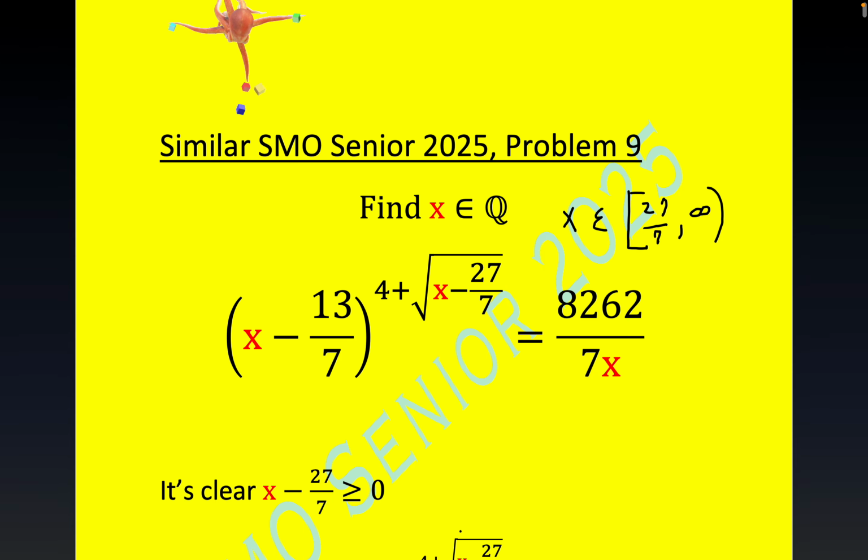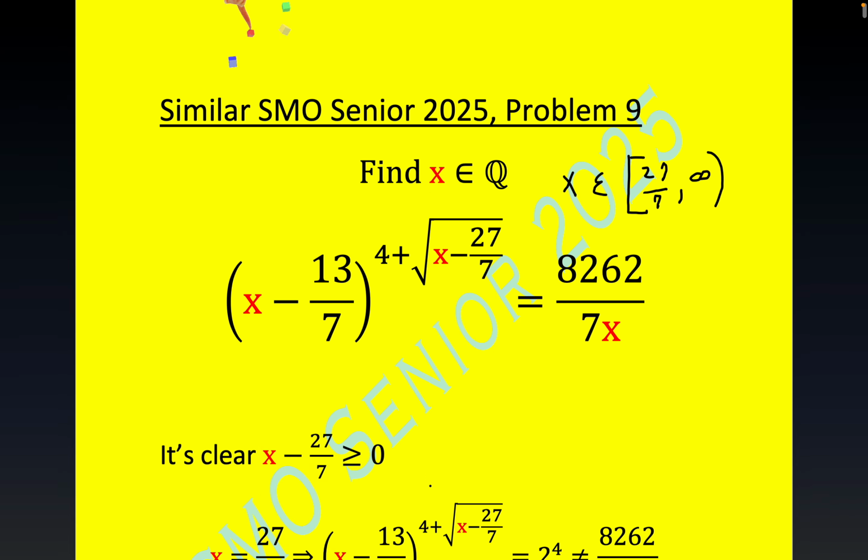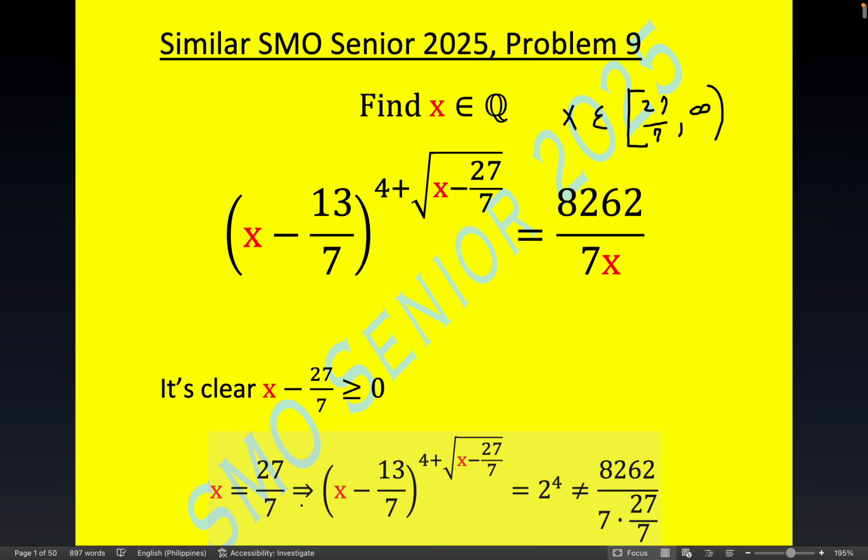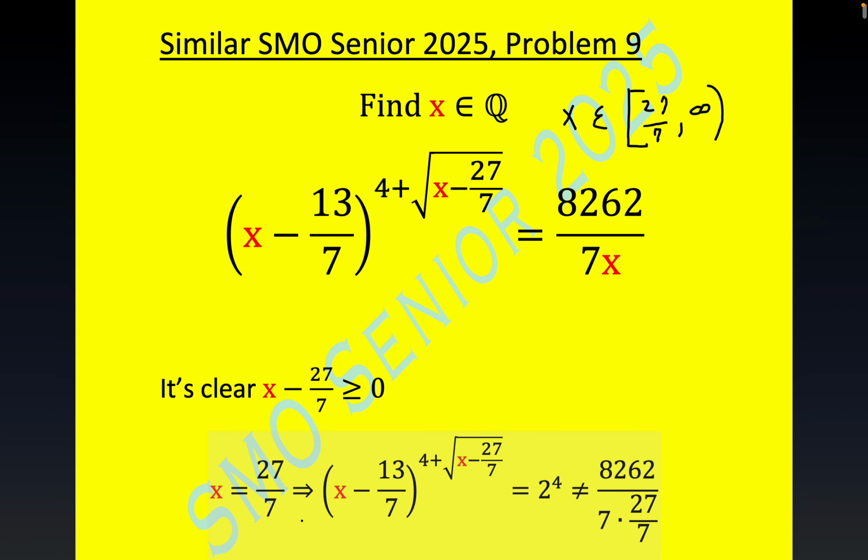Okay, let's move along. I'm just repeating what I said right up here. It's clear that x minus 27 over 7 has to be greater than or equal to 0. So it's very natural to start with x equals 27 over 7 and see what it produces. Now notice that 27 over 7 minus 13 over 7 is 14 over 7, which is where you get this 2 right here. The base is 14 over 7. That is, when you put 27 over 7 right here, 27 minus 13 is certainly 14, and dividing by 7 gives you the 2 you see here.